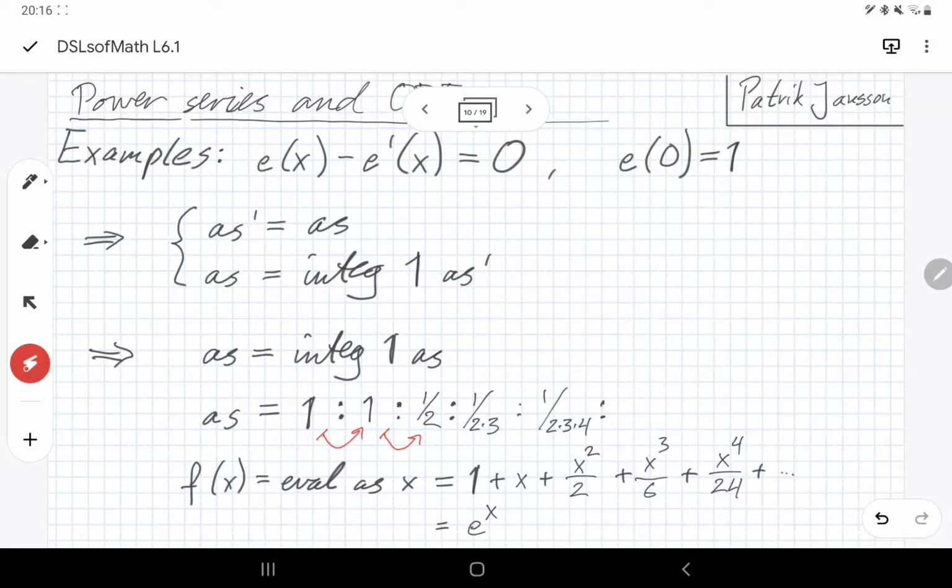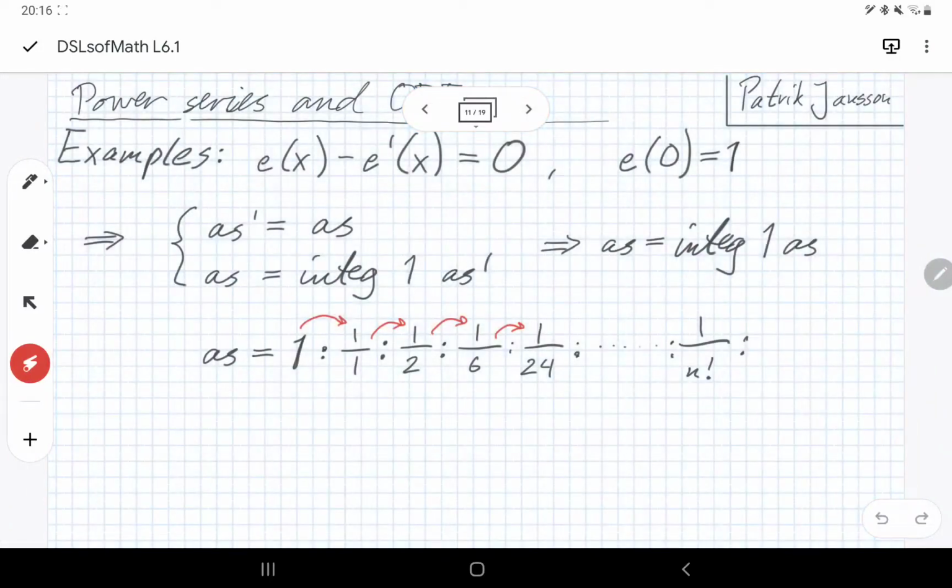Okay, so this was solving the first example. And this I'd pre-written, and notice also that it would be 1 over factorial of n at the nth term.